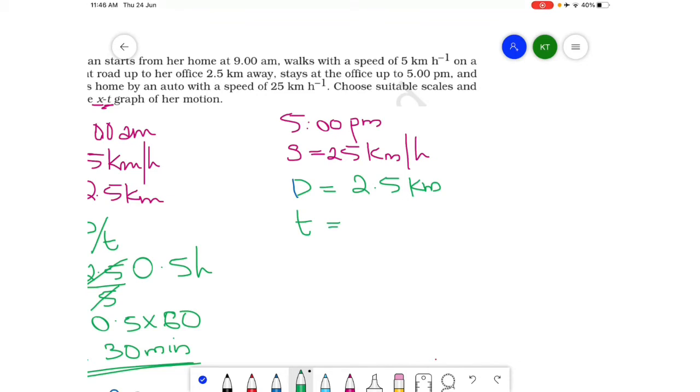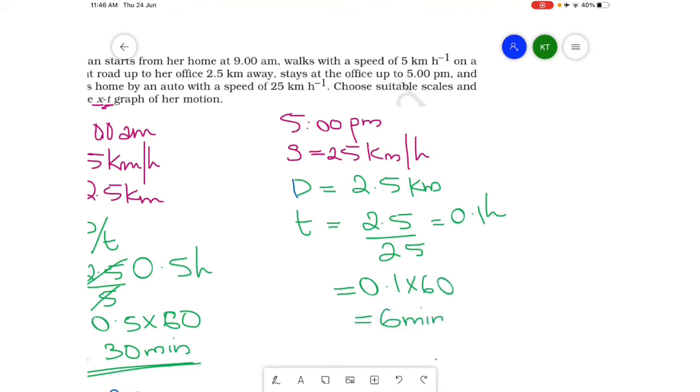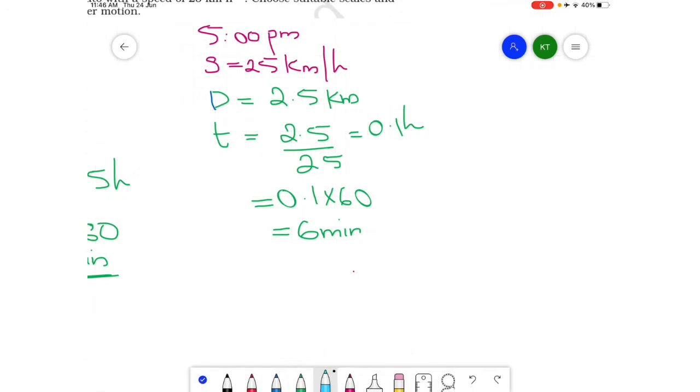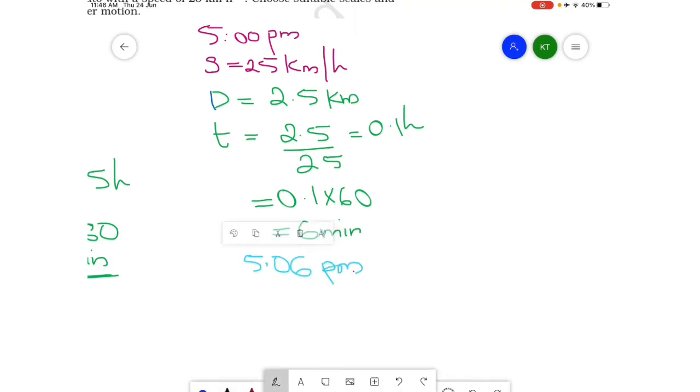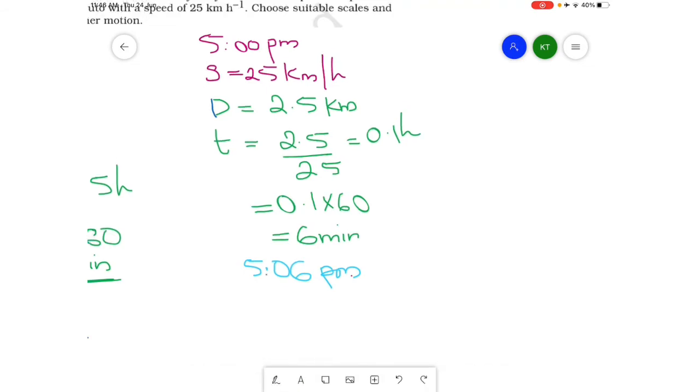Time here is distance by speed. That would be 2.5 divided by 25. That will give us 0.1 hours. How much is this in minutes? 0.1 times 60 will give us 6 minutes. That is, if she starts a journey at 5 p.m., by 5:06, that is 5:06 p.m., she'll reach her home. Right? 5:06, she's at home.